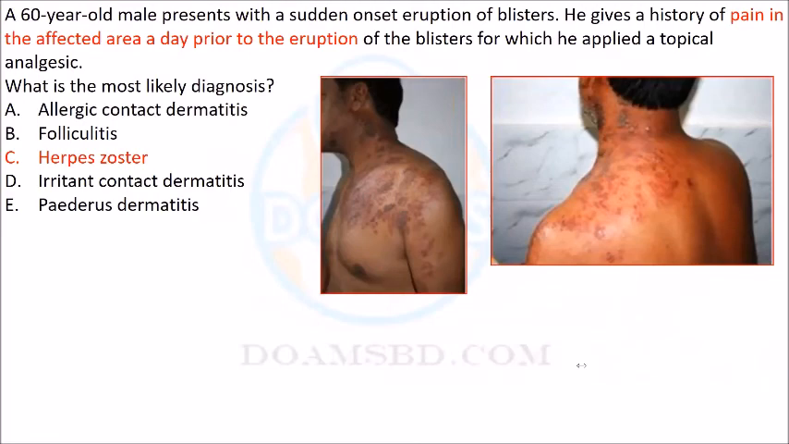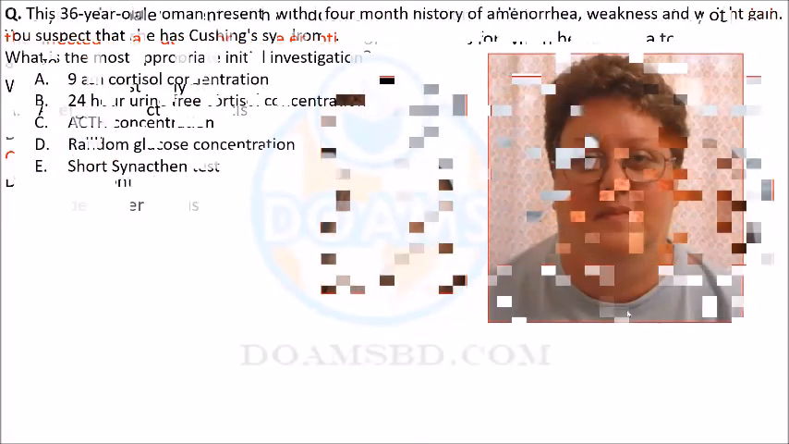I think today's session is more likely successful. The story is important, right? Pain in the affected area a day prior to the eruption. This is a very important clue. And you see in the back, it is not crossing the midline. Very good, doctor. I am feeling better.